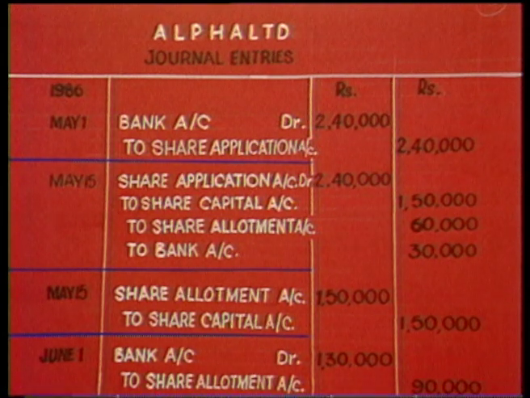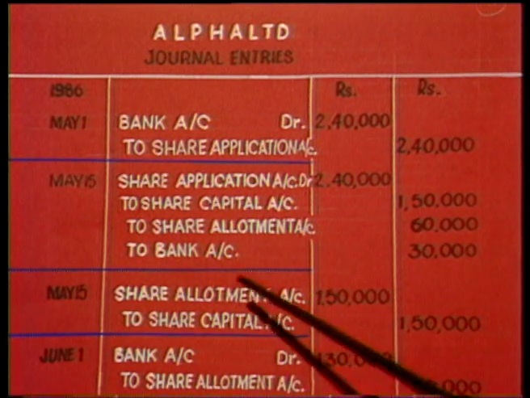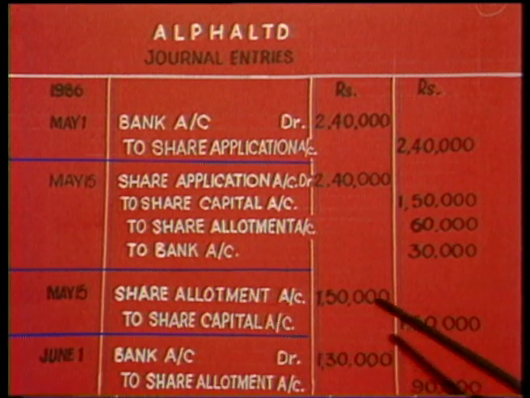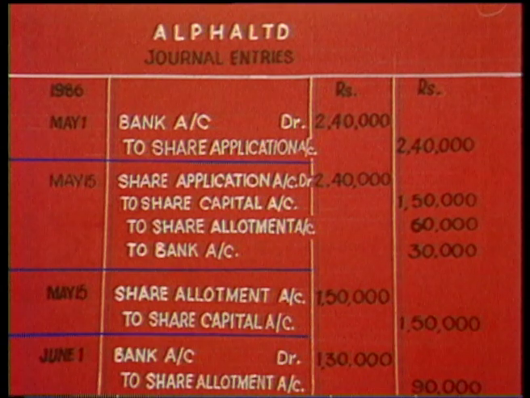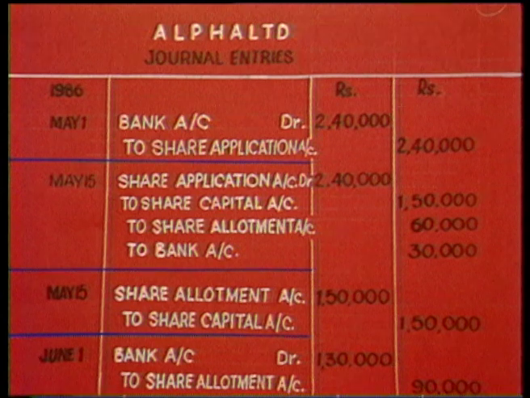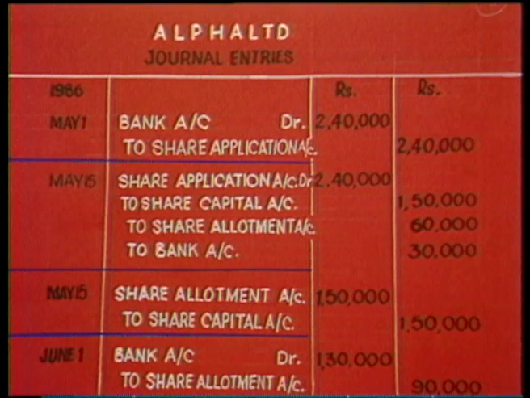On the 15th of May, once the decision on the allotment has been taken, you pass the journal entry transferring the allotment money to the share capital account. This journal entry will be share allotment account debit rupees 1,50,000 to share capital account credit 1,50,000. The narration for this journal entry will be, being the amount of 50,000 shares allotted at 3 rupees per share allotment money transferred to the share capital account.